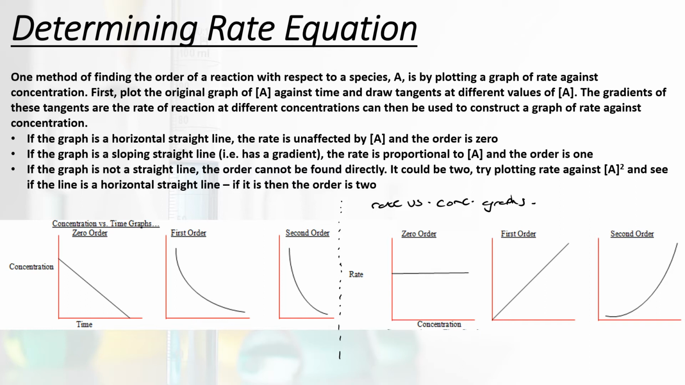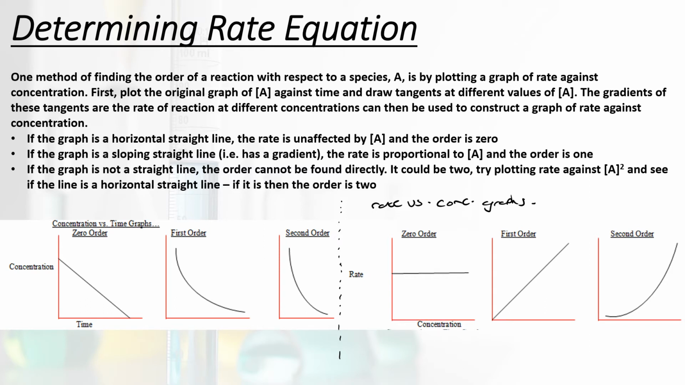Now if we plot this rate concentration graph, and it's not a straight line, it's a curve, the order can't be found directly. What we do know though is that it's not a first or a zero order reaction. It would be a second order or higher reaction. So it could be a second order reaction. And the way to see this would be to plot the rate against concentration squared. If it's now a horizontal straight line, then the order of it is 2. So essentially, whatever you're plotting the concentration of, if it's concentration squared and it's a horizontal straight line, then the order would be 2.